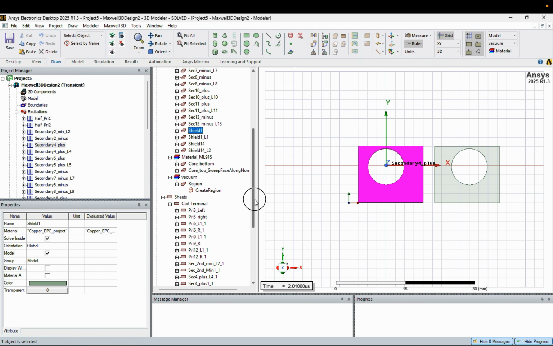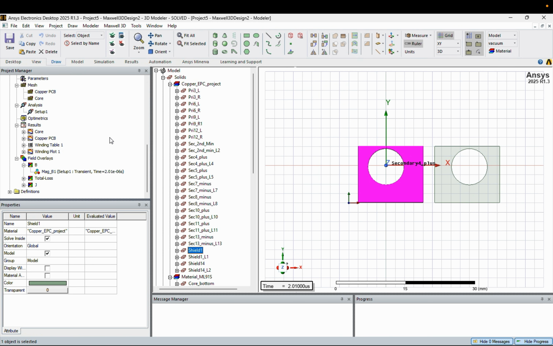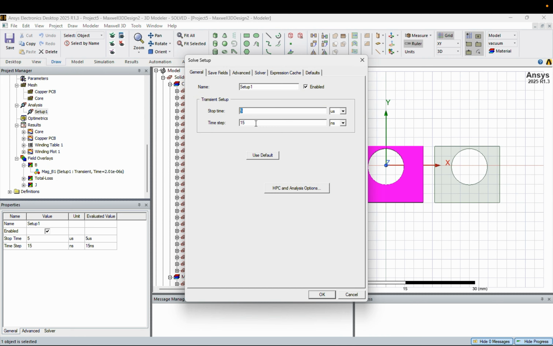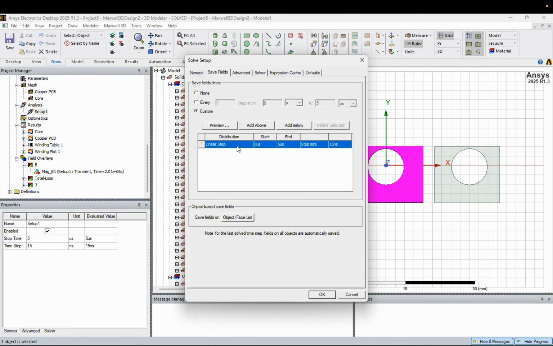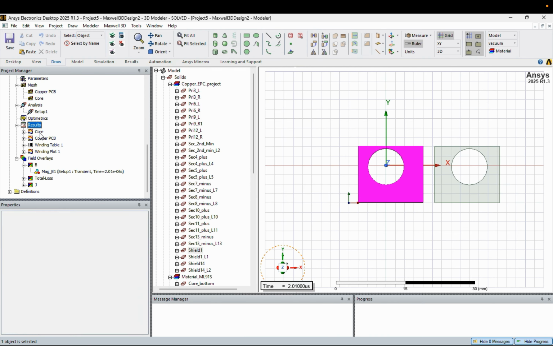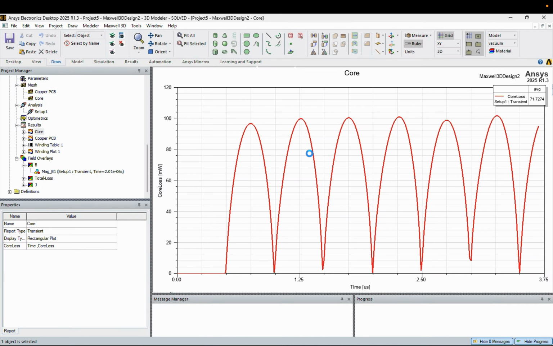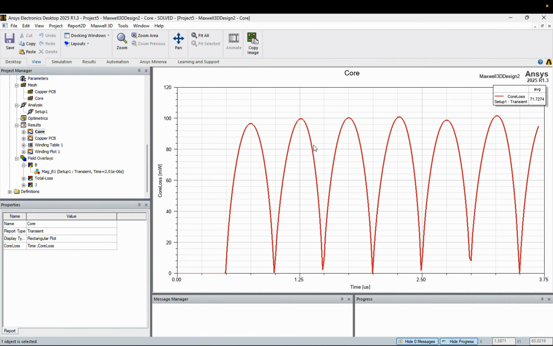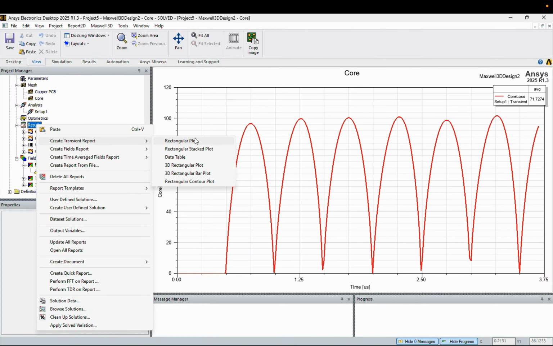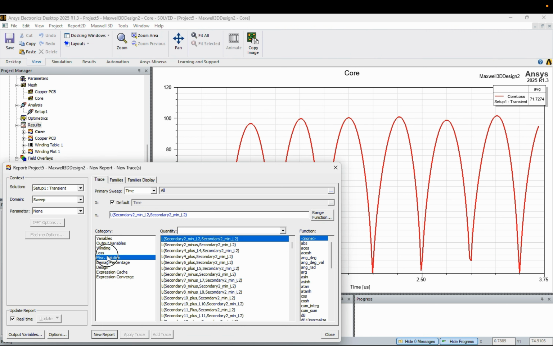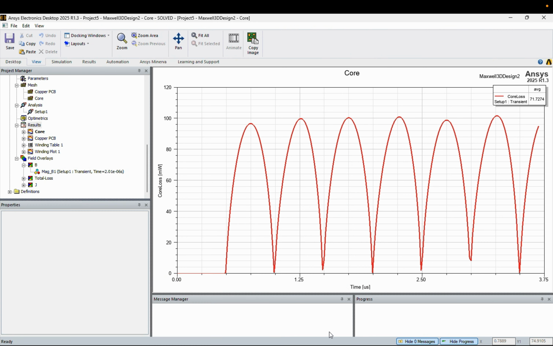And material, and under analysis setup I just put it 5. You can make it 25 nanoseconds, but I made it very fine because I'm running this on a server. Save fields, just click on here, and then I just added the results. I'm showing you the core. Once you plot the core, you select the core, choose rectangular plot, select the loss as core loss and you just plot it.